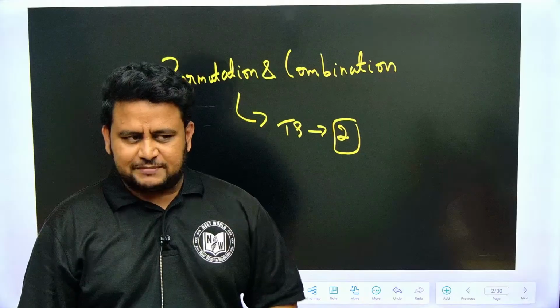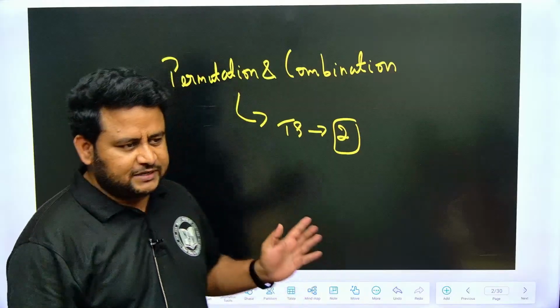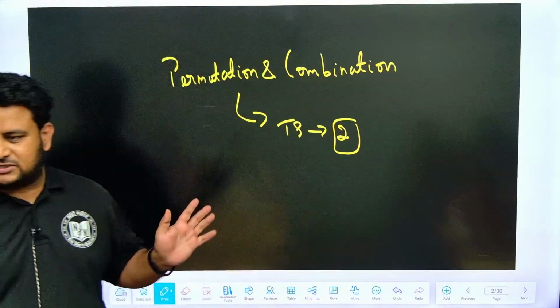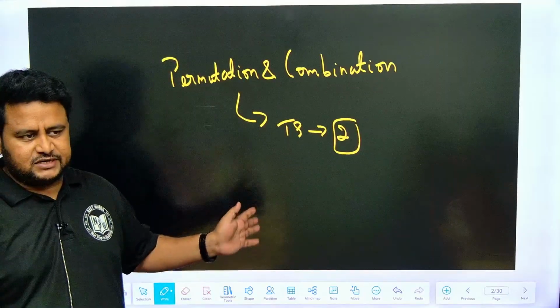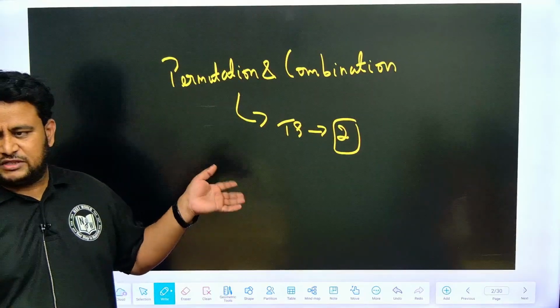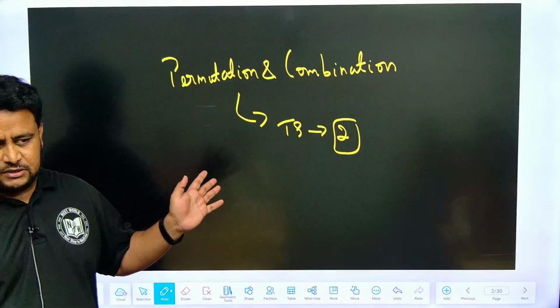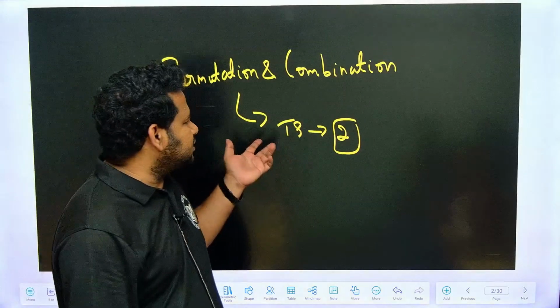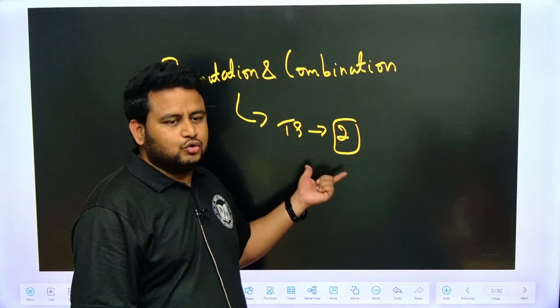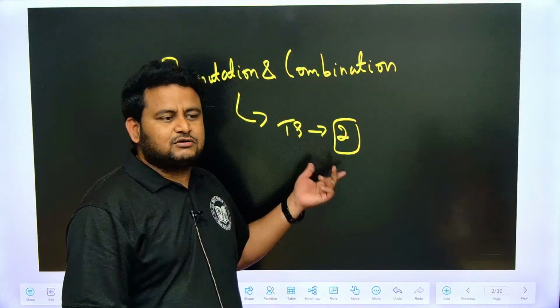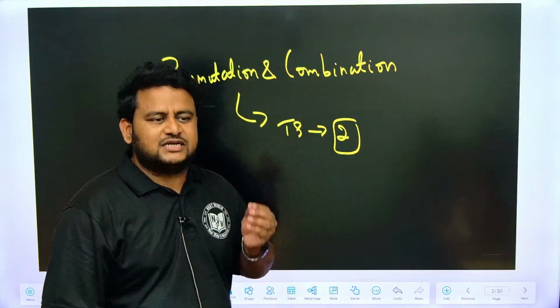In the next class we will be doing previous year questions of permutation and combination. In today's class various concepts mainly for permutation, and tomorrow's class combination along with the previous year questions we will be discussing. So how many questions are coming? 2 questions. Easy questions are there, but you have to understand the concept.